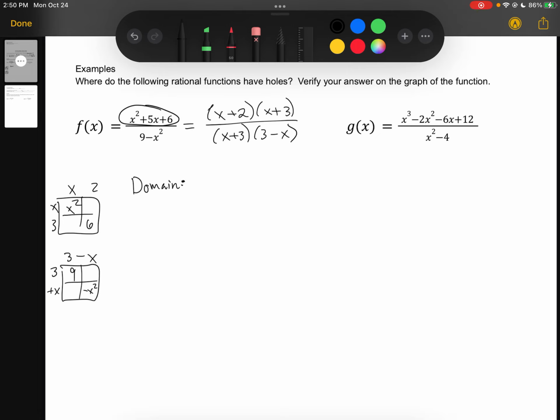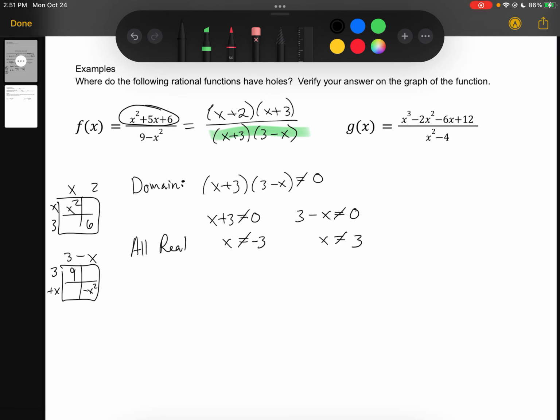So first, domain. We want to take our denominator and set it equal to 0. And anything that is equal to 0 is not a value in the function. So if we have x plus 3, we want to solve, and we also want to solve for 3 minus x. So x is not equal to negative 3, and additionally, x is not equal to positive 3 if we move that one over. So our domain is all real numbers, excluding x does not equal 3, and x also does not equal negative 3.